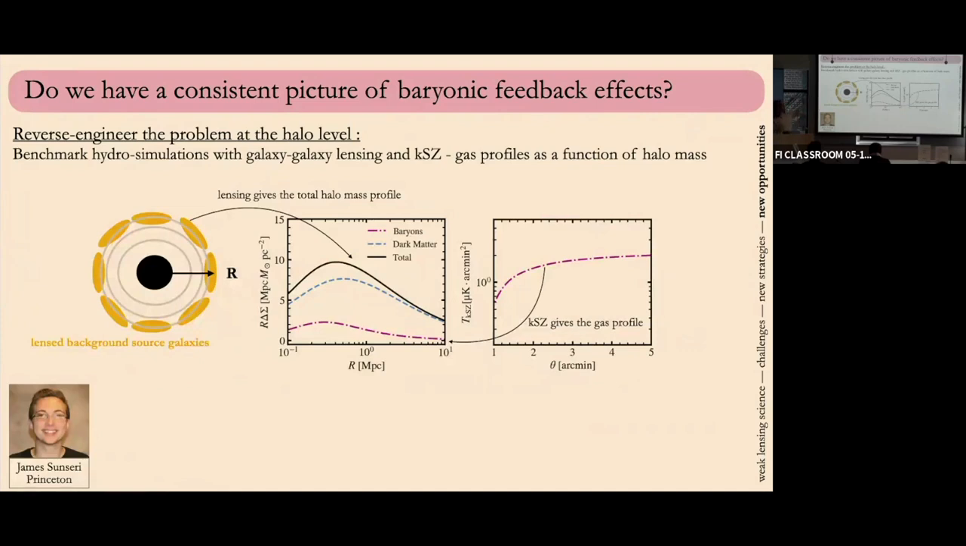So now you can benchmark the hydro simulations by looking at the gas profiles as a function of halo mass. We've talked about weak lensing in terms of cosmic shear, which is a shear-shear correlation. But the other measurement that you can make is correlating the background shears with a foreground lens. And weak lensing, when you do that, measures the total mass around the halo, around the foreground lens.